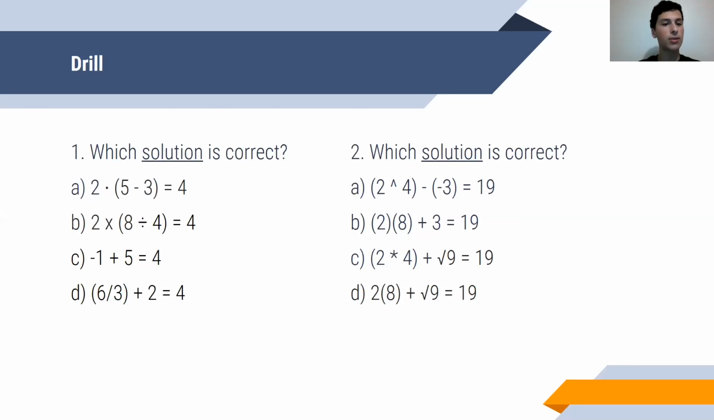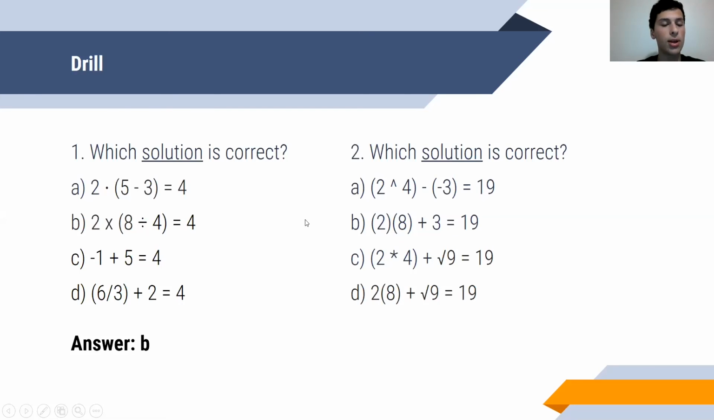So the correct answer for question 1 is B. A here is 2 with a dot multiplication. That's not allowed, so we move on. That's incorrect. B is 2 times, good, the times symbol is used, 8 divided by 4 in parentheses. Both symbols are correct. 8 divided by 4 is 2. 2 times 2 is 4, so this checks out.